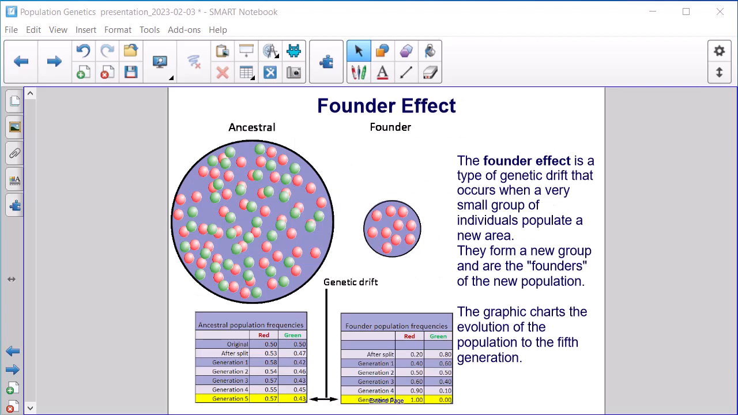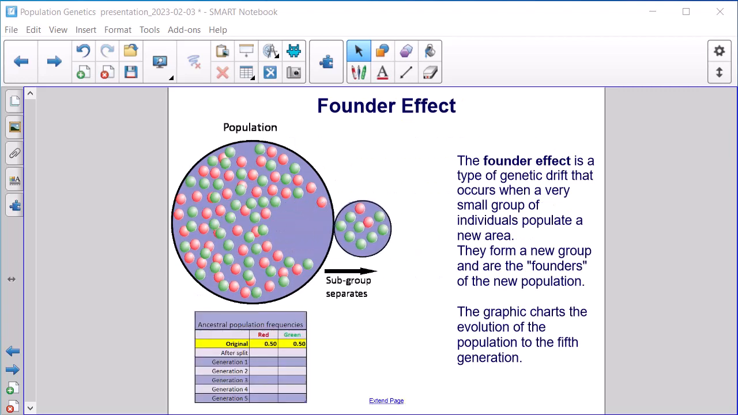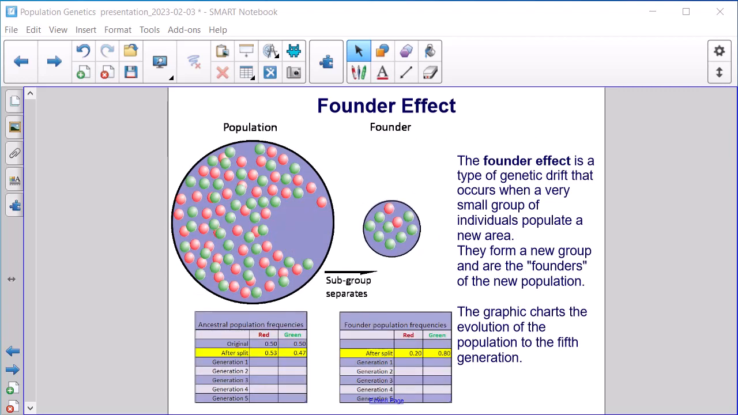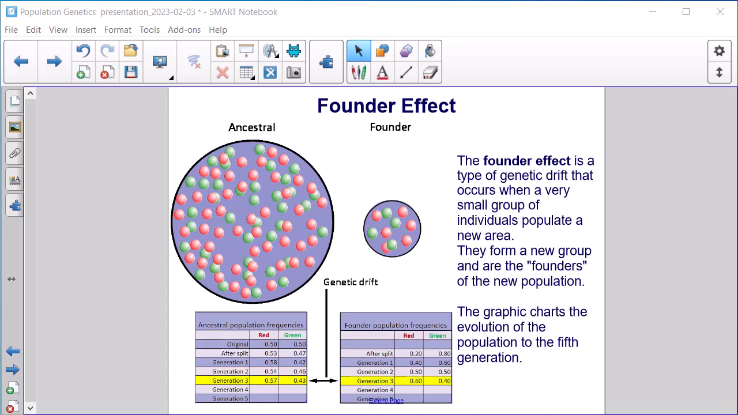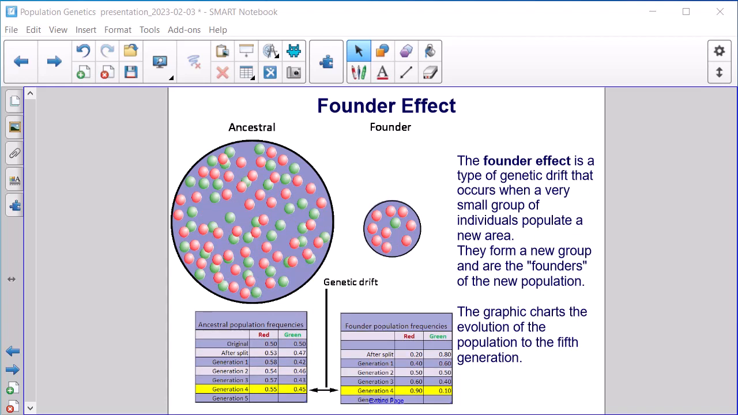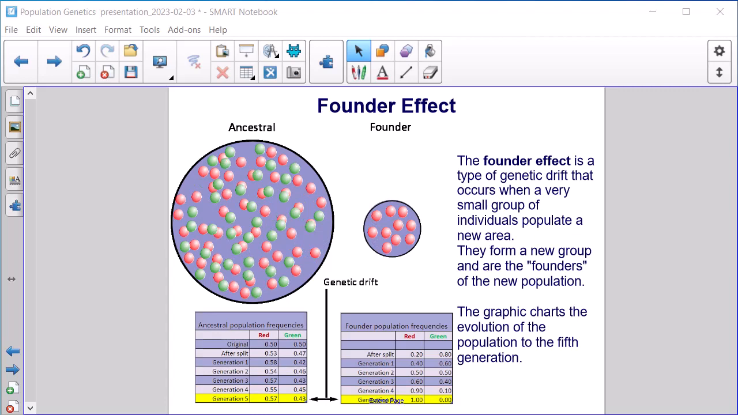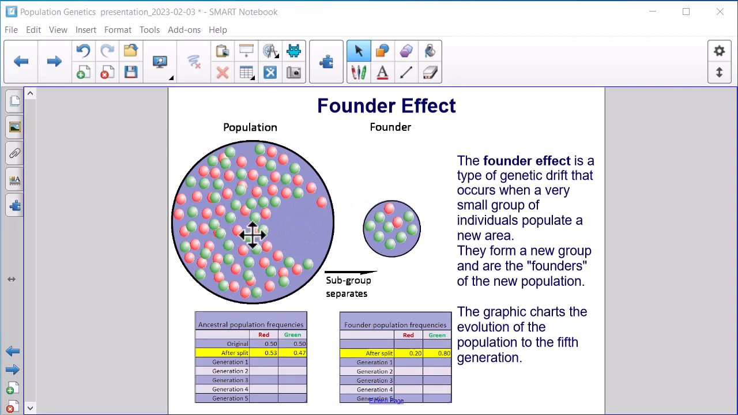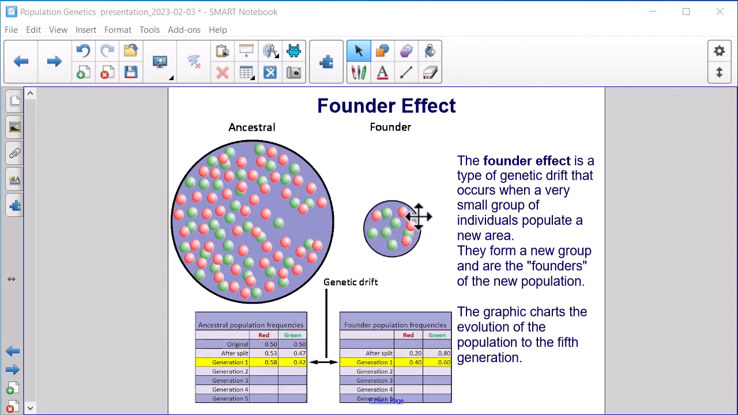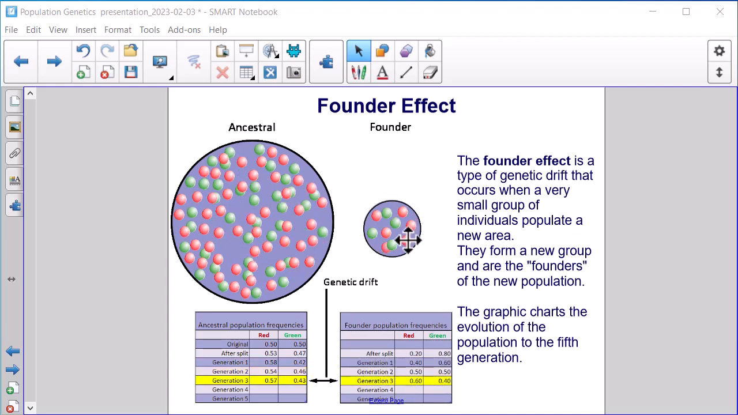The founder effect is a type of genetic drift that occurs when a very small group of individuals populate a new area. They form a new group and are the founders of the new population. The graphic charts the evolution of the population to the fifth generation. So take a look. Here's our original ancestral population, our founder population, which populates in a new area.